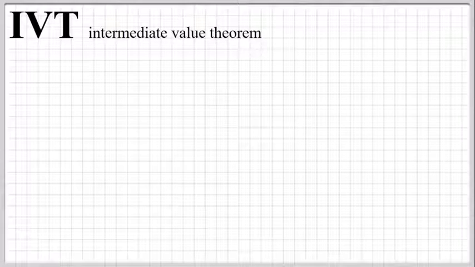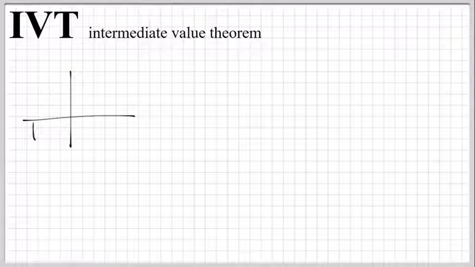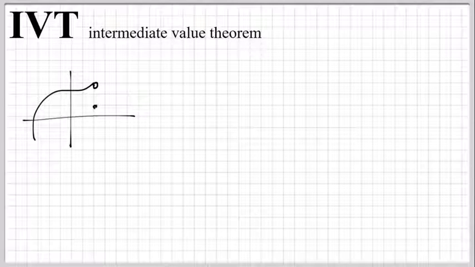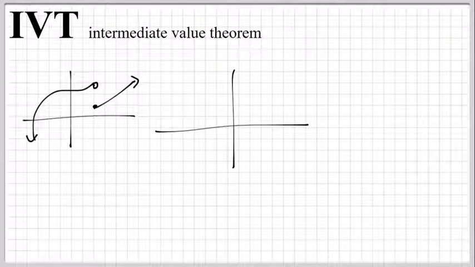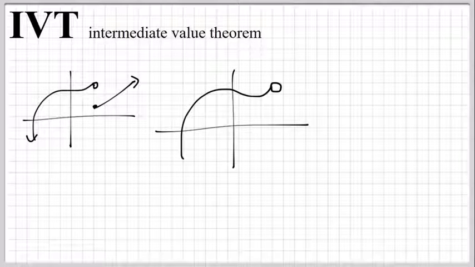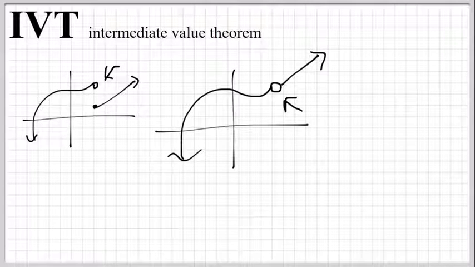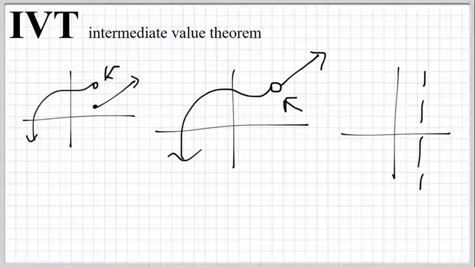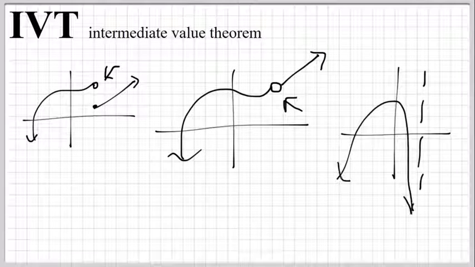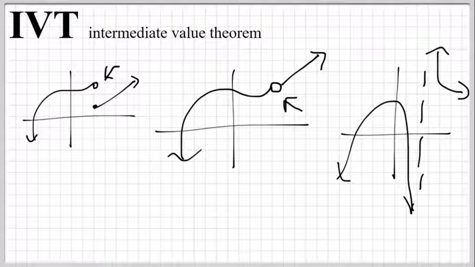Polynomial functions are continuous, which means on their graph they do not have something like this where they have a gap. This doesn't happen with polynomial functions. In fact, polynomial functions don't do this either. Okay, they don't have a hole. They don't have a gap. They don't have asymptotes. They have to have a value for everything.